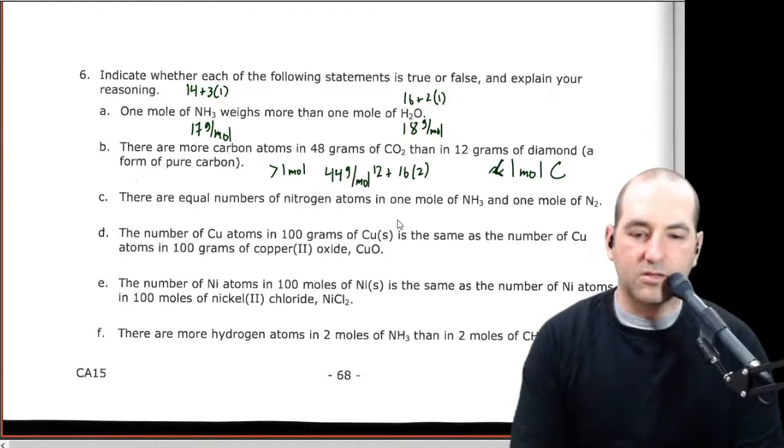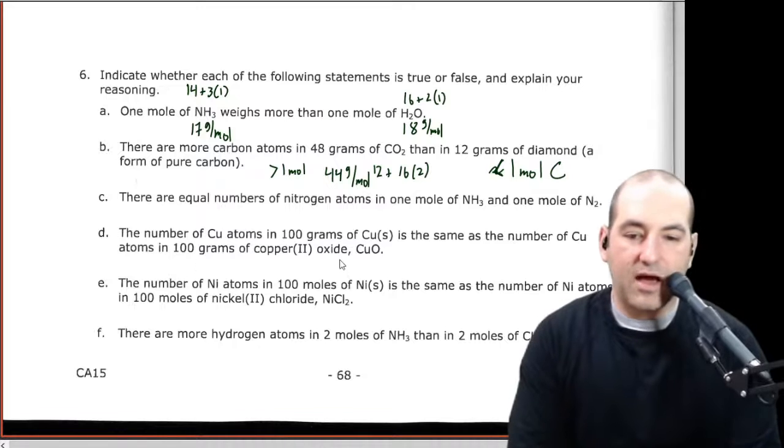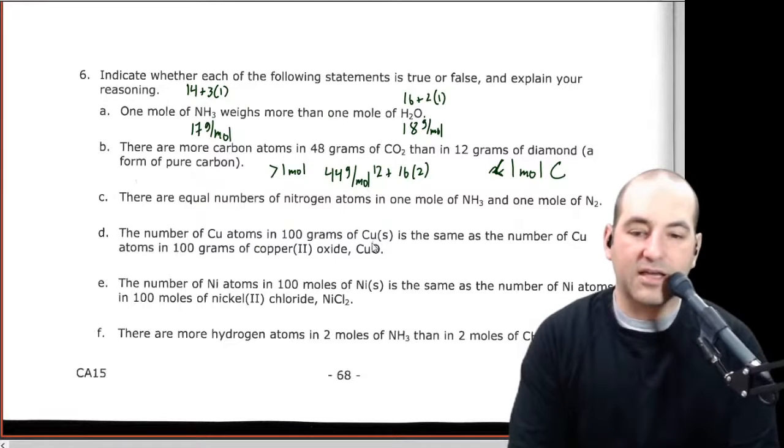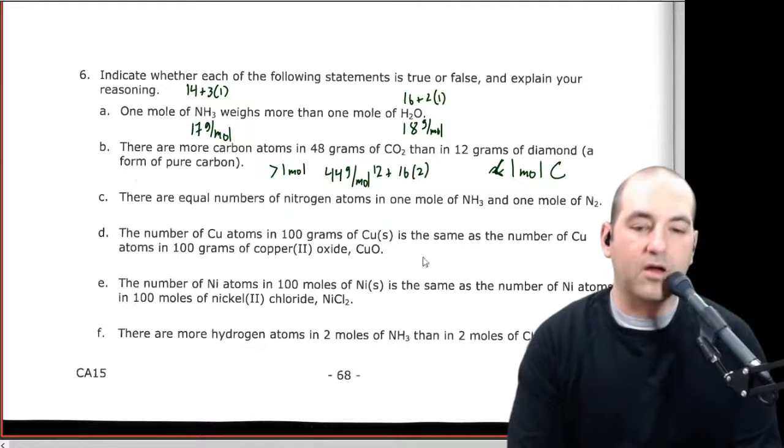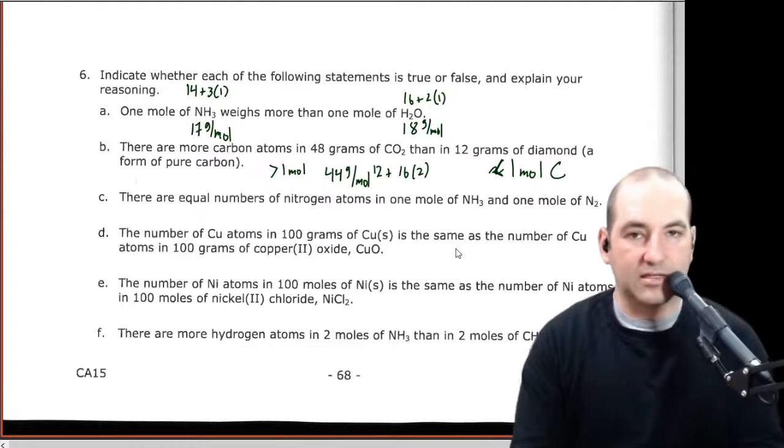And the answer here is no, you don't. The reason is some of that mass in the copper 2 oxide is taken up by oxygen. So the amount that's taken up by oxygen is not copper, and therefore there is less copper in this sample, in the second one, than in the first one. So this is false. There's more copper in the first sample that is pure copper than in the second that is copper and oxygen. Okay? So hopefully that makes sense.